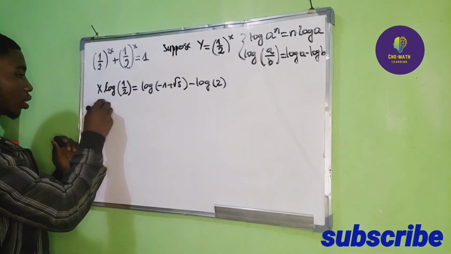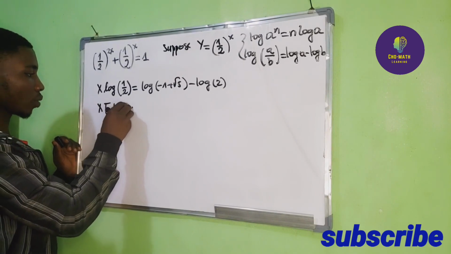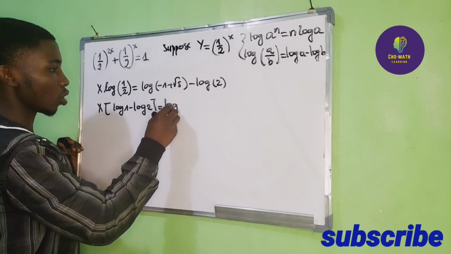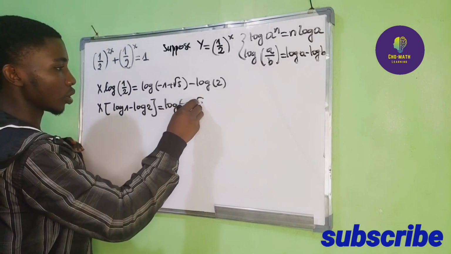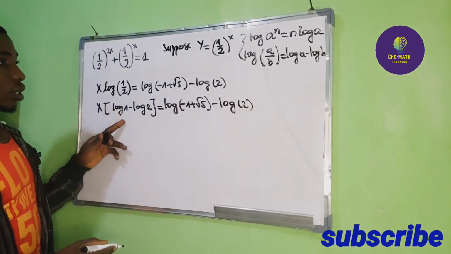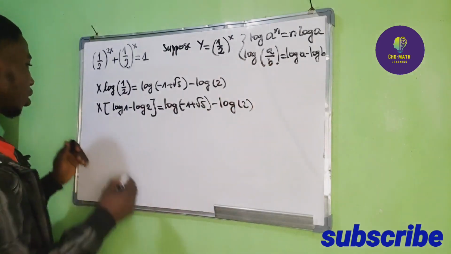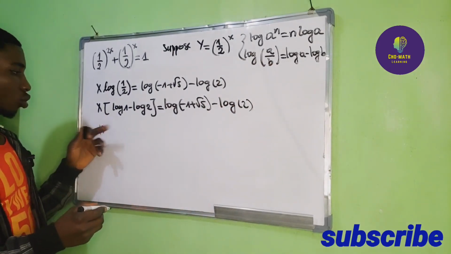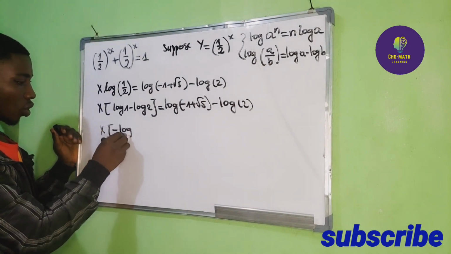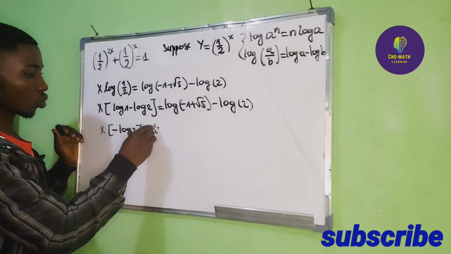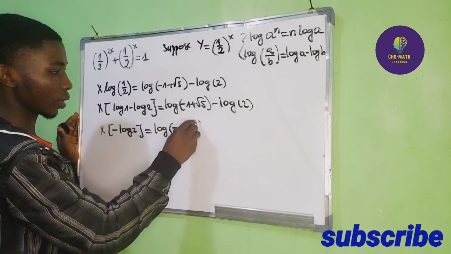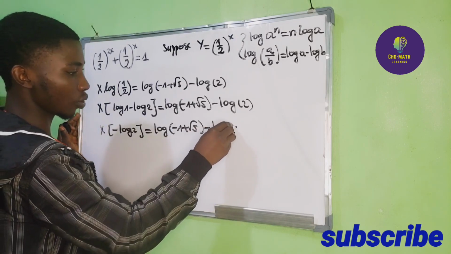So x times the log of 1 minus the log of 2 will be equal to the log of -1 plus the square root of 5 minus the log of 2. This is coming from this formula, and we know that the log of 1 is equal to 0. That means we'll be remaining here with x times negative log of 2 will be equal to log of -1 plus the square root of 5 minus the log of 2.